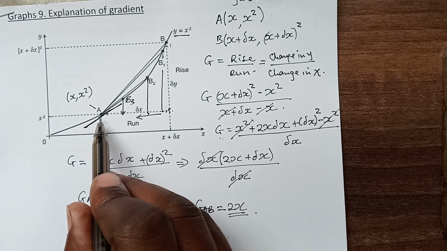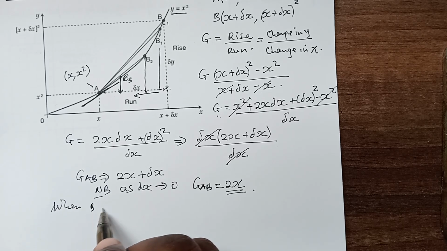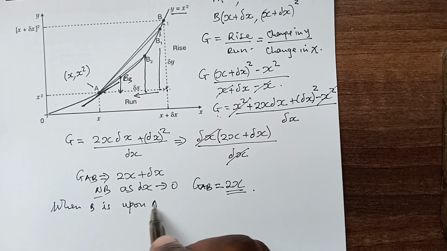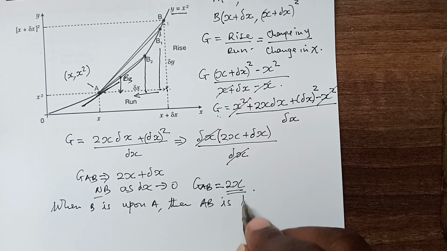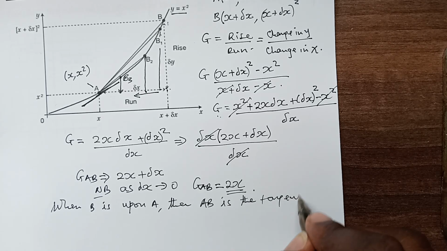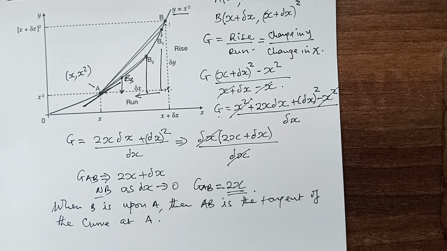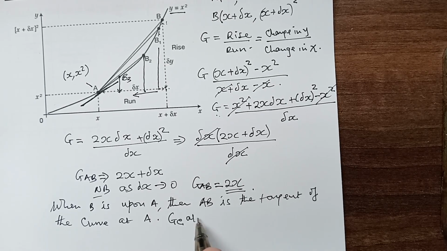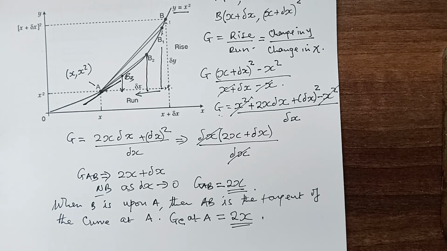Incidentally, when B is upon A, then AB is the tangent of the curve at A, the tangent to the curve at A. And therefore, the gradient of the curve at point A is actually 2x. And that is how we explain the gradient of a curve using first principle.